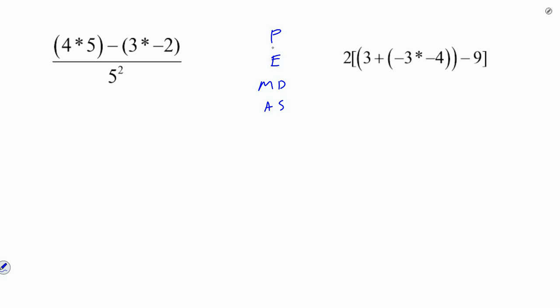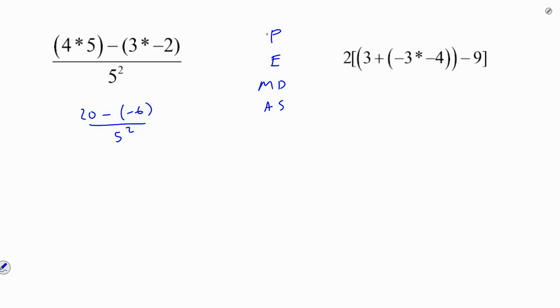I start with my parentheses. So I see here I have 2 sets of parentheses, so I'm going to start there. So I've got 5 times 4 is 20, minus 3 times negative 2 is negative 6, all over 5 squared. Now when I'm doing this, I'm not going to do everything at once. I'm just going to deal with each level one at a time.